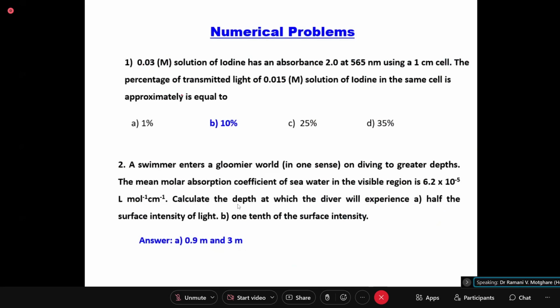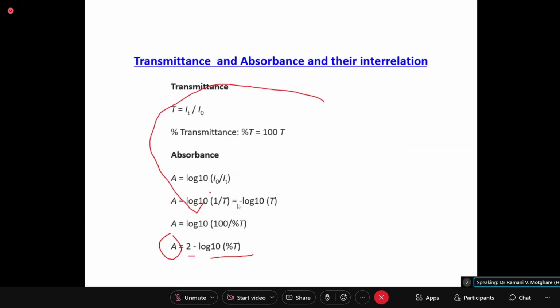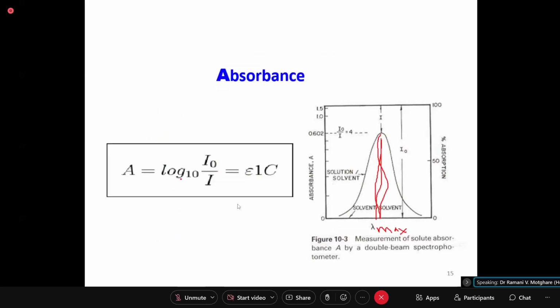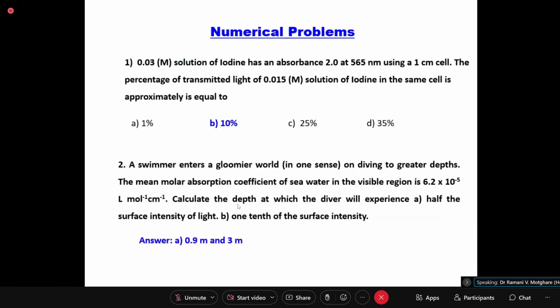The numerical is totally based on log I0 by IT is equal to epsilon CT. Either this formula or some of these formulas will be used. They are one and the same. So the numericals are only based on Beer-Lambert's law. These are the numericals. You can take a picture of this. The answer is given to you. You can solve the numerical. Okay, things are clear?